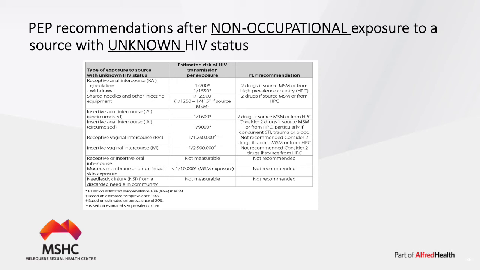So basically, these are based on seroprevalence data. So in MSM, the seroprevalence is 10%. In this patient here, with individuals sharing needles and other injecting equipment, it's based on a seroprevalence of about 1%. And then if we look at information based on estimated seroprevalence of 29%, because this person is MSM, right? And then based on estimated seroprevalence of 0.1% in females with HIV. So the seroprevalence of HIV is 0.1% in the heterosexual community.